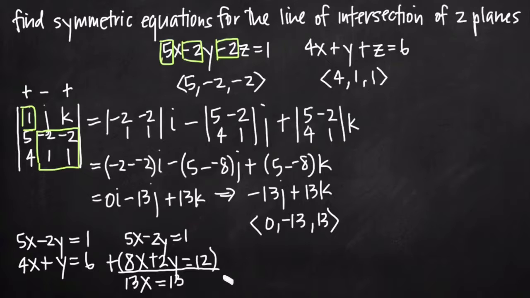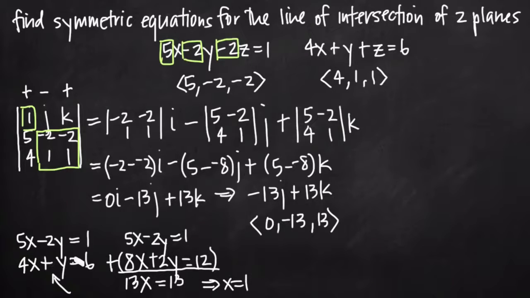Now notice we have an equation which only involves x. So clearly we can see here, if we divide both sides by 13, that we get x is equal to 1. Now we just need to plug this value back into one of our equations to find y. Let's go ahead and plug it into this equation here because we can get y easily by itself.